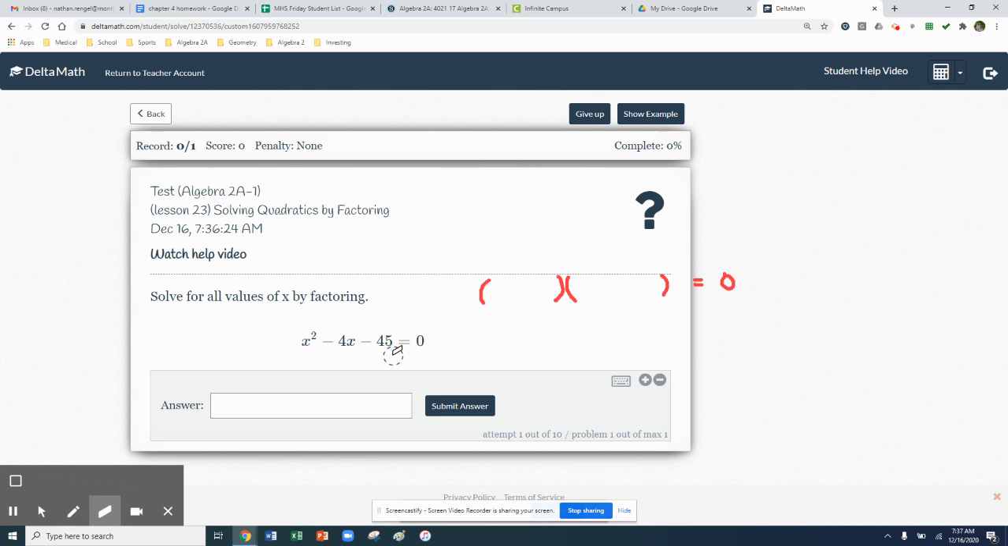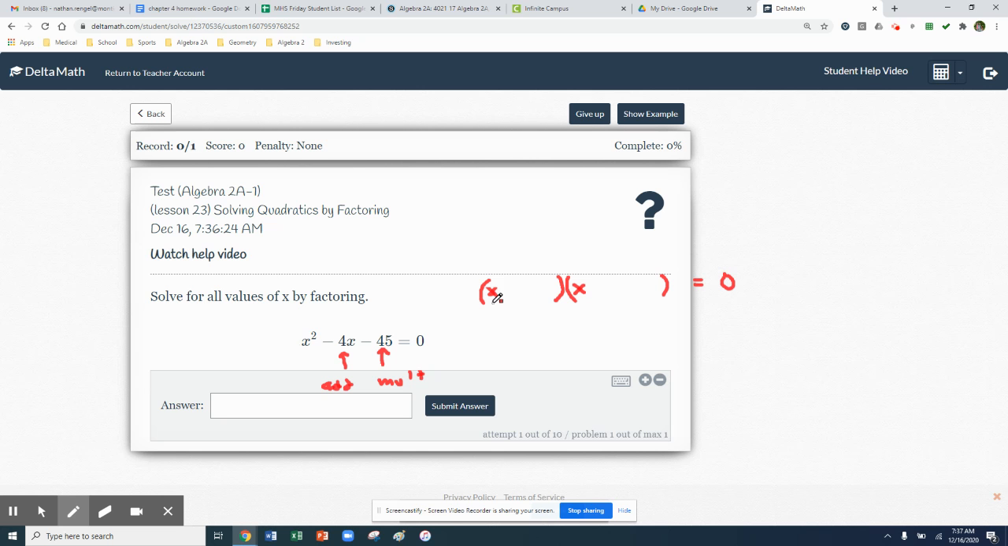Then I've got an a term of 1. So I look at the front here, it's an a term of 1. So that means that my first terms are going to have to be x and x. So I'm going to fill in x there, fill in x there. Now the numbers that I'm going to be dealing with in my factors, it's going to be a little number riddle that I need to figure out. I need to somehow multiply to negative 45, and then those same 2 numbers need to add to negative 4.